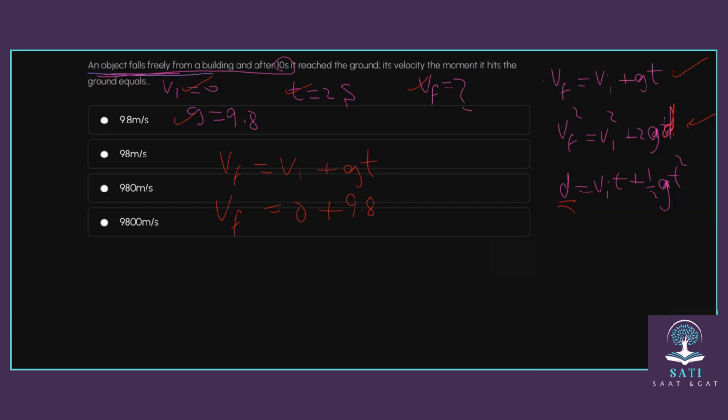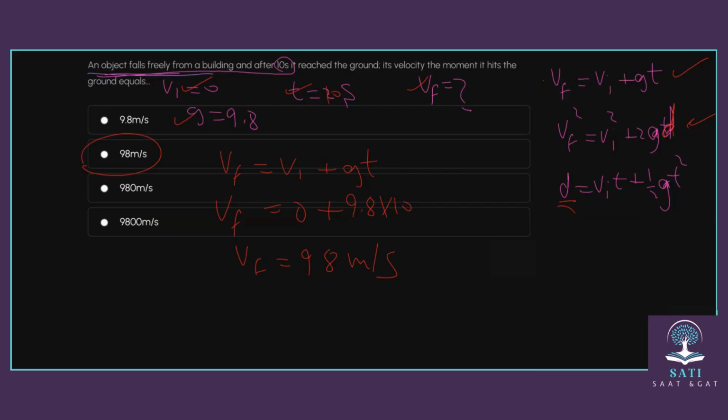What is the time? The time here, as you see, is 10 seconds. So you write here times 10. So now Vf equals 9.8 times 10. It's going to be 98 meters per second. So you choose 98 meters per second. This is one way, by using formulas.